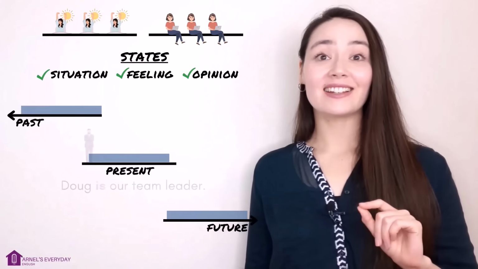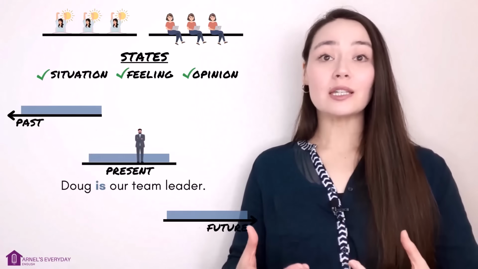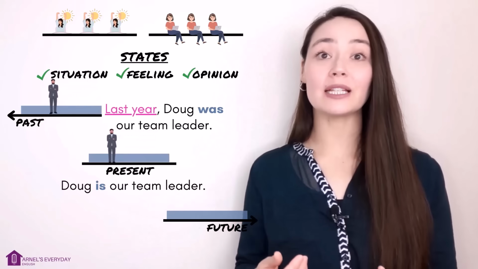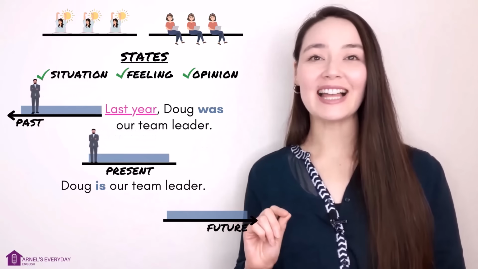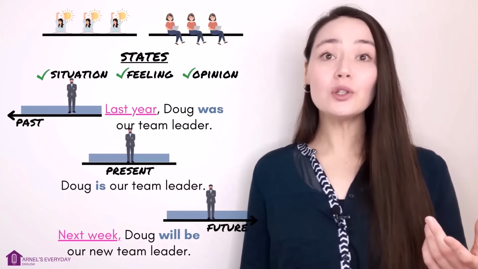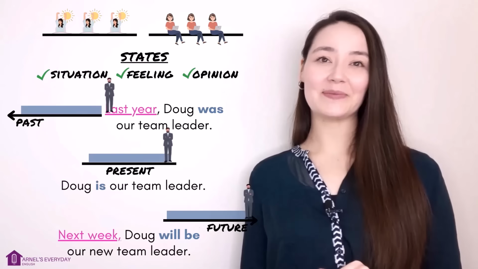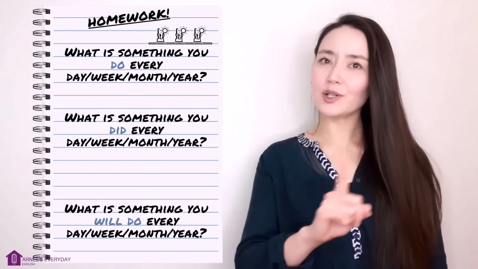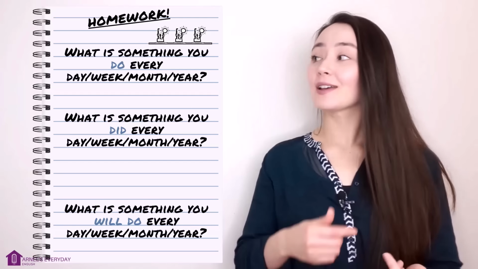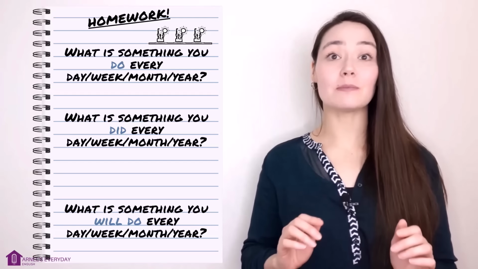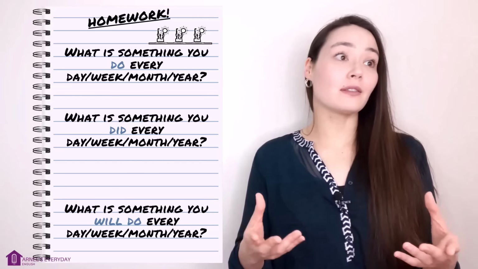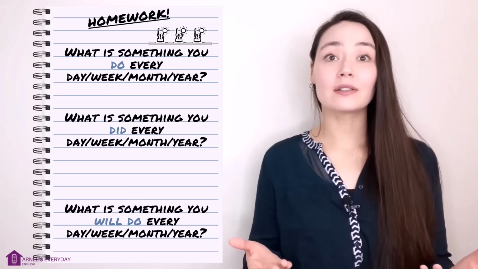Here's another state. Doug is our team leader. Last year, Doug was our team leader. Specific time, last year. Next week, Doug will be our new team leader. Your turn. Here's your homework. Try to think of personal examples. Repeated actions. Present simple. What is something you do every day, every month, every week, or every year?